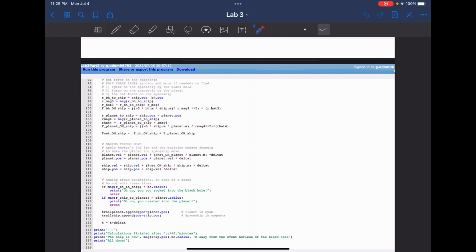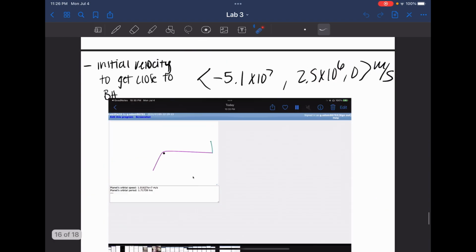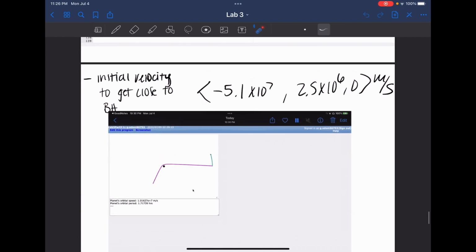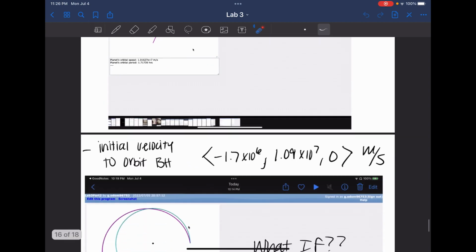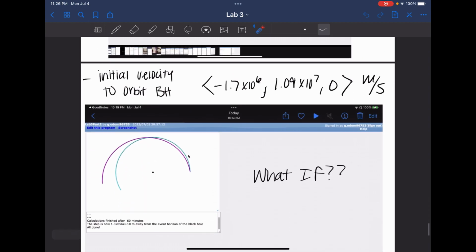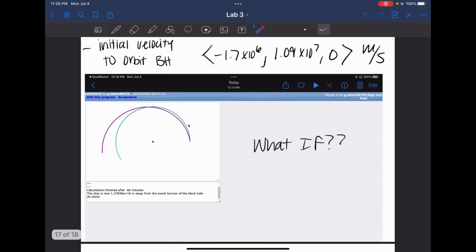The way we did that was by trial and error, and I found that to get close but not hit the black hole or the planet, you needed to have this x component and this y component, in meters per second, and there was no z component because it's two-dimensional. It was a negative x, so we wanted to go this way, but we also wanted to go this way, so that we could still get pulled in by the black hole, but not too much. And then if we wanted to orbit it, it was a very long video for this one.